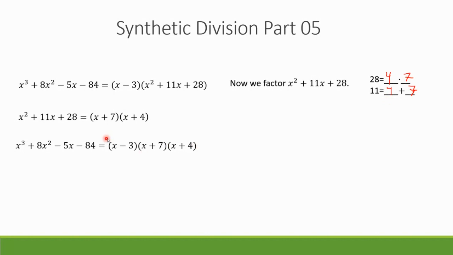So we get x plus 4 times x plus 7. And now we put it in, multiply it by x minus 3. That's our factorization. All right. Any questions on this?